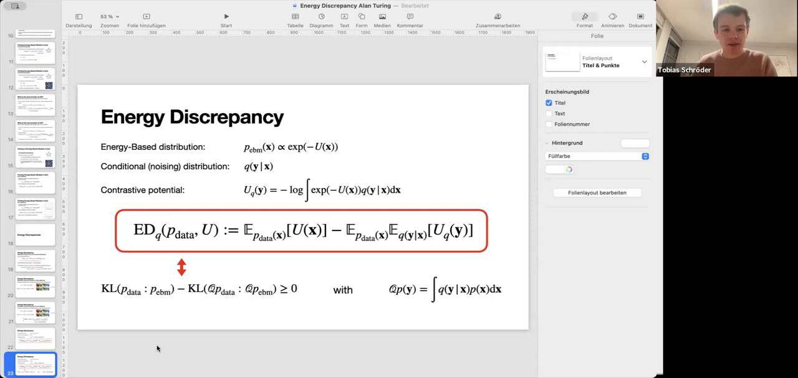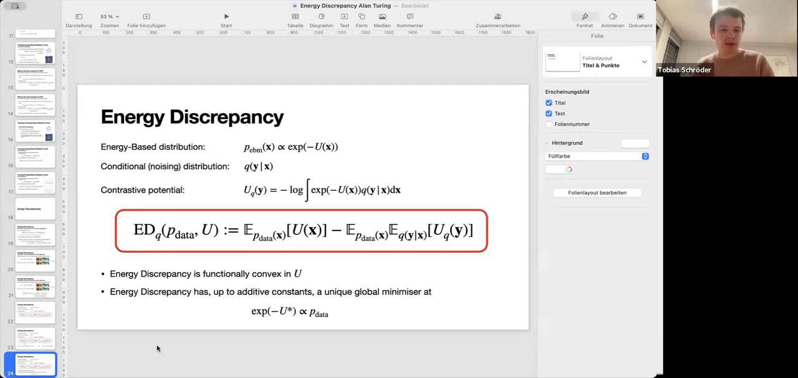So this energy discrepancy objective is equivalent to minimizing this difference of two Kullback-Leibler divergences, which, as I said, is a statistical divergence. So what we're doing is fine from a theory point of view. And in fact, what we prove, using functional derivatives of this objective, is that energy discrepancy is functionally convex in the energy function and has, up to the additive constant that you cannot resolve, this normalization constant, a unique global minimizer at an energy-based model which is proportional to the data density. Oh, and I should emphasize that this objective by construction does not depend on a normalization constant, since when we take these two KL terms, the normalization constant cancels out between the two terms.